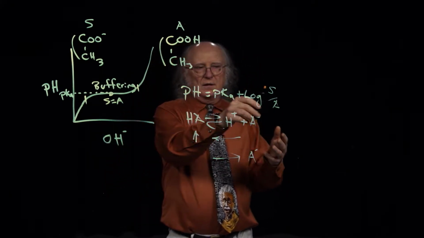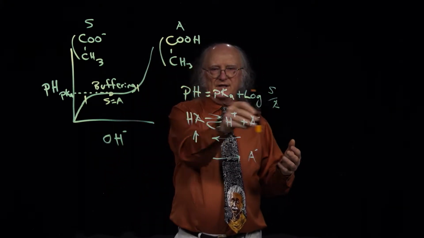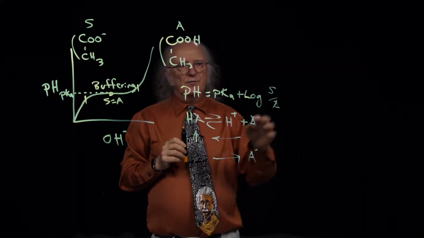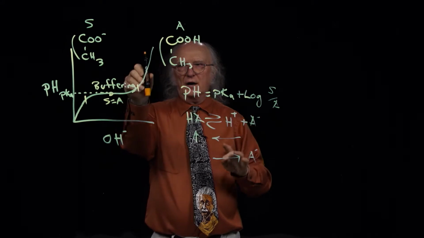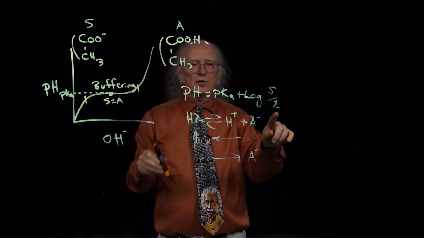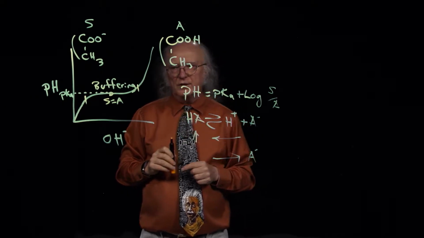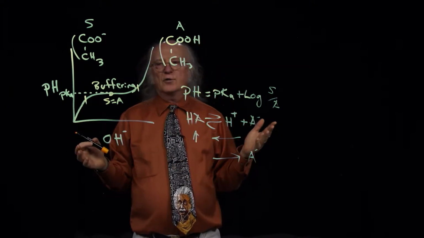Now, if we have equal amounts, of course, this is 0. This log term becomes 0, and pH equals pKa. If we have more salt than acid, we'll have a higher pH. If we have more acid than salt, we'll have a lower pH, and that's consistent with what I'm showing you down here. Well, why do I show you all that?